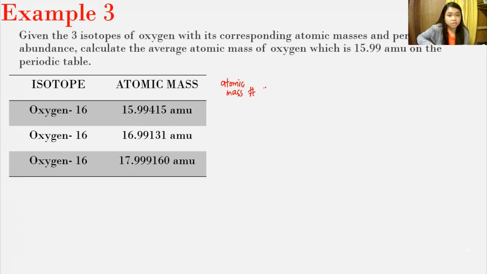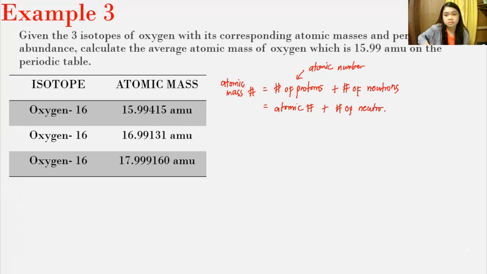The atomic mass number is equal to the number of protons plus the number of neutrons. Since the number of protons is equal to the atomic number, it's also written as the atomic number plus the number of neutrons.